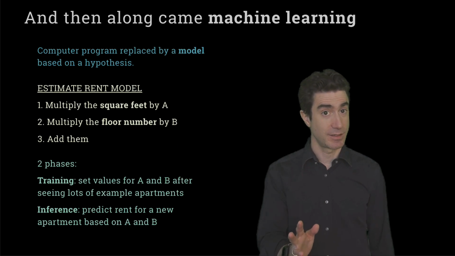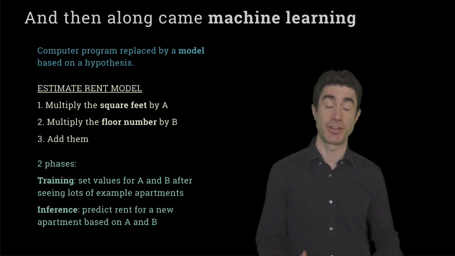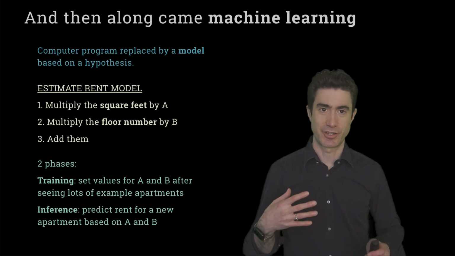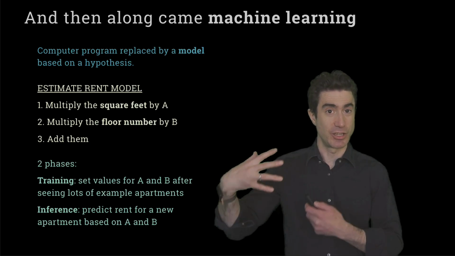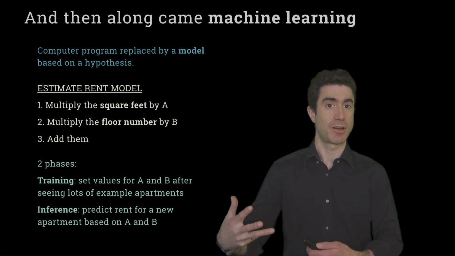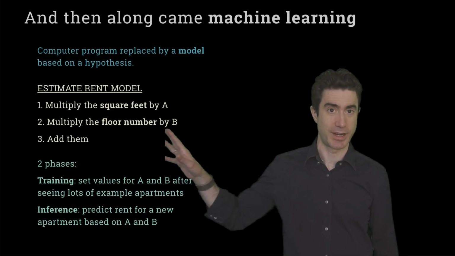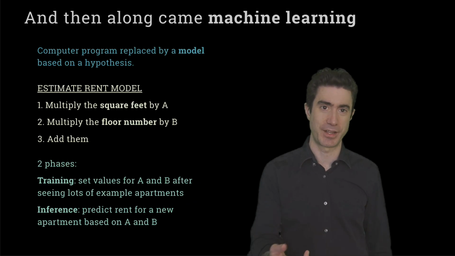And once you've done that, once you've determined A and B, you then move to the next phase, which is known as inference. And during inference, you no longer change A and B, they are now fixed, and you now use this model as a way to predict the rent of new apartments that you didn't see while you were training, something new. And if you've done a good job, then you are accurate in your predictions.